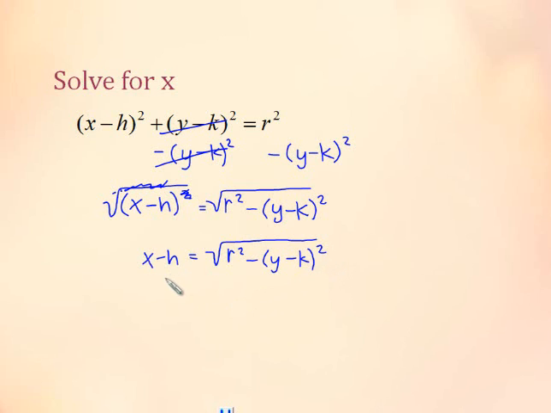So we're almost done. Now I just have to add h so that the h can cancel here. What I do to one side, I have to do to the other side. So these cancel, and I'm left with x is equal to the square root of r squared minus (y minus k) squared, plus h. The h is outside of the square root. Square root ends here, so be very careful on how long you extend the square root symbol.